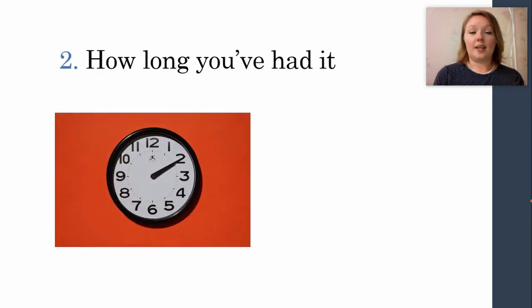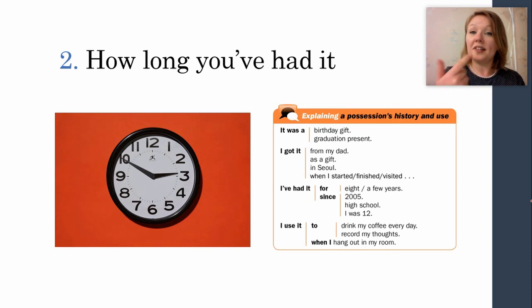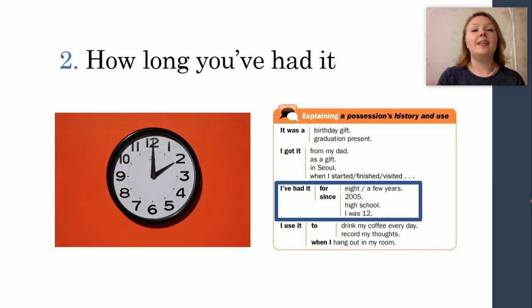The next way we can describe the history of our possession is to talk about how long we have had it. So here we see that list again. So we've talked about it was a and I got it. And now we're going to talk about these terms. I've had it for and I've had it since. So the first thing we need to talk about is those two words, for and since. So let's begin talking about those two words, for and since.